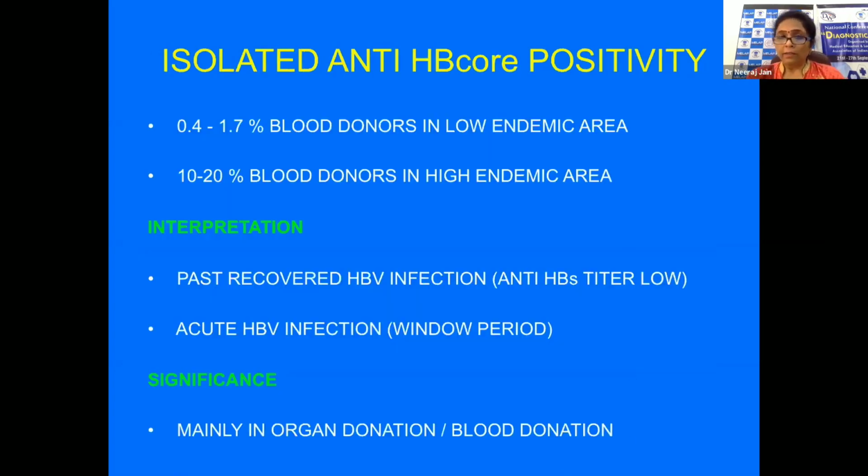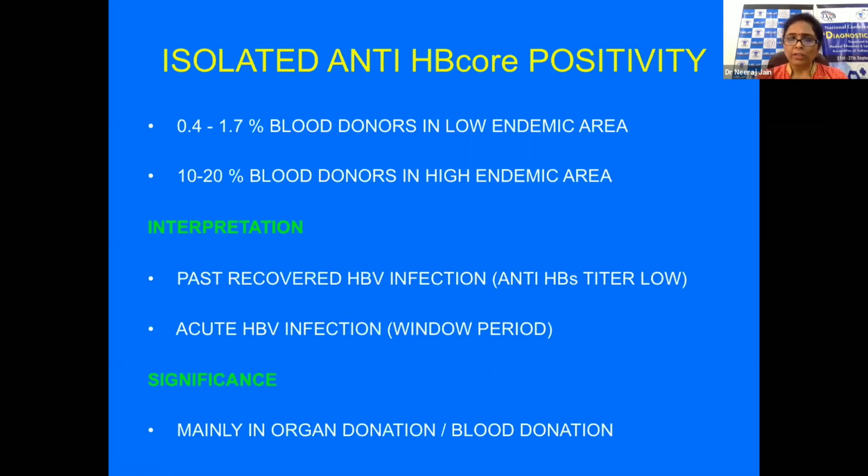Sometimes we get calls from blood donation, these blood banks, that the person is otherwise surface negative, but is having isolated core antibody positive. So this is not a very uncommon finding. It's seen in around 2% of donors in low endemic areas and around 10 to 20% in high endemic areas. So what is the interpretation?